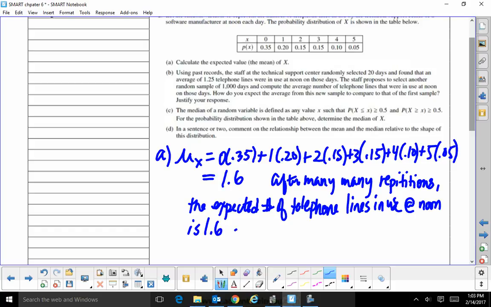Okay? Okay, so if you said the average telephone lines in use at noon is 1.6, will that get you credit? No. Okay? What did I fail to say in that second part? The long run. Okay? The many, many. So if I said the average number of telephone lines in use at noon is 1.6, or if I just said the expected number of telephone lines in use at noon is 1.6, I have that wrong because I left off that long run part. So you have to have it if you want that point. Okay? Now, this one didn't tell me to interpret it, but interpretation could definitely be on the test.